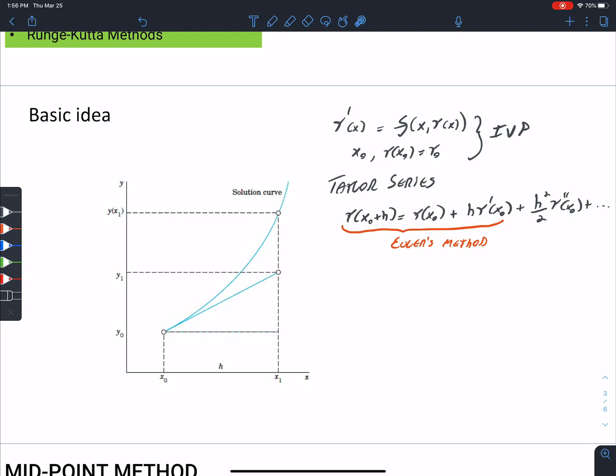Well, one idea is to essentially take the remaining terms, right? We have more information to use here, right? And if we use this, we call them higher order methods.